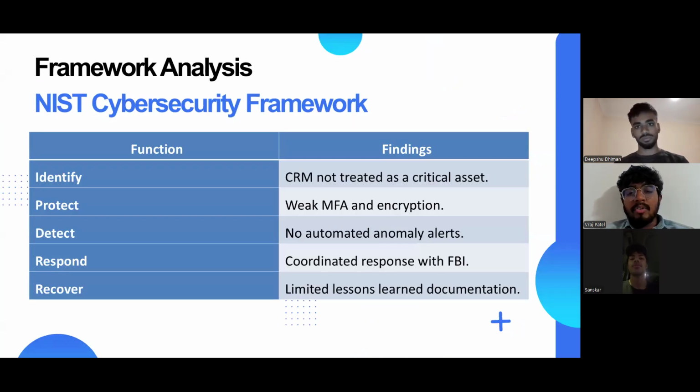Thank you, Sanskar. Now we are on slide 10, framework analysis, NIST Cybersecurity Framework. According to the five functions established by NIST, Alliance had weaknesses primarily in the identify, protect, and detect functions. The CRM was not classified as a critical asset, which resulted in an inadequate level of protection. There were no protective or detection measures in place to identify intrusions. Alliance performed better at the respond and recover functions, as they called in law enforcement and restored the operation of systems relatively quickly. Now we are on slide 11, recommendations.